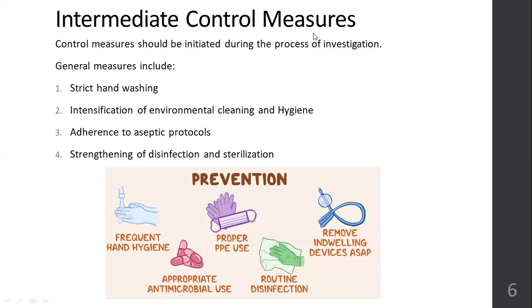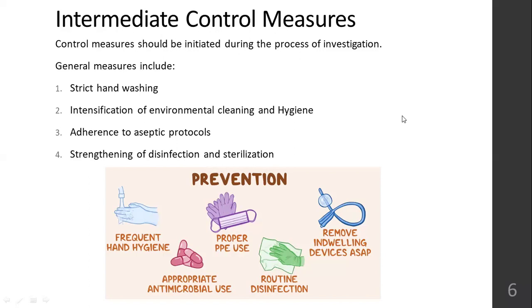Next is intermediate control measures. These are general measures which you usually use when you do not know the source or the route: strict hand washing, environmental cleaning and hygiene, intensifying this three times a day, four times a day. You will put your housekeeping staff to do the cleaning and maintain the hygiene. Adhere to aseptic protocols like using gloves, creating an aseptic environment to carry out routine procedures, strengthening your disinfection and sterilization. CSSD will work full fledged.